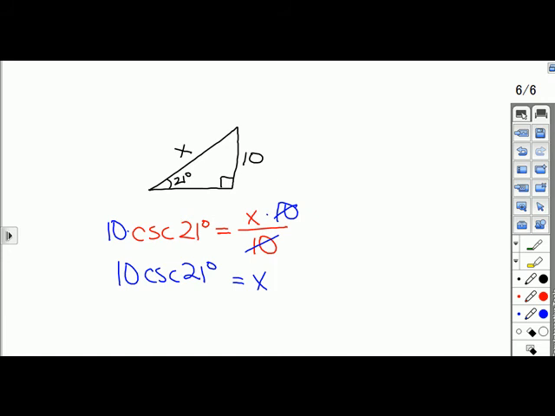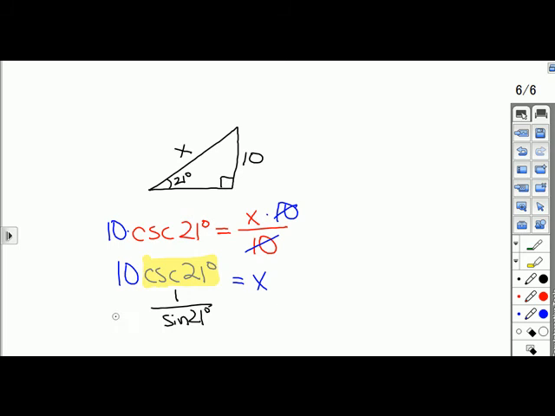Now we do have a problem because the cosecant of 21 degrees, we don't have a button for that on our calculator, but we do know something about cosecant. Which function is it the reciprocal of? Sine. And what's reciprocal mean? Flip it over. So cosecant is the same thing as 1 divided by the sine. Because reciprocal means 1 over, right? When we say flip it over, that's what it means.